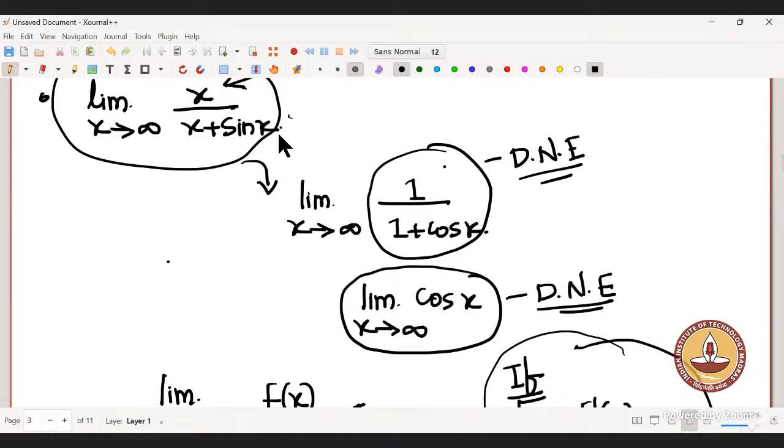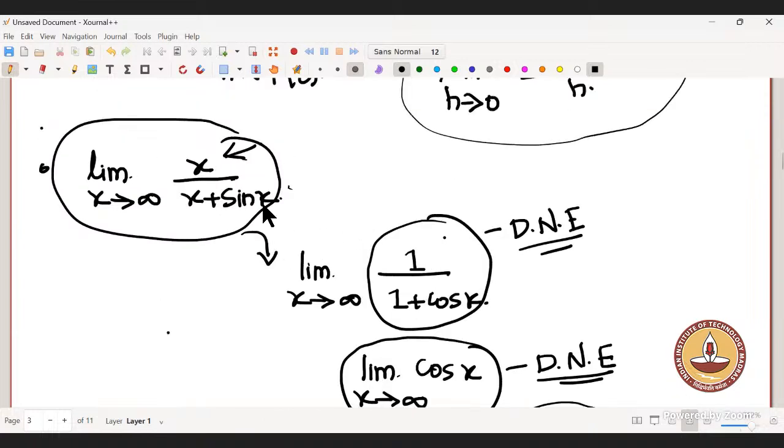Sir, how can we find that limit, the limit as x tends to infinity of x upon x plus sin x? Divide both the numerator and the denominator by x, the conventional method. You just slightly need to modify this. Certainly this limit is 1. But if you directly apply L'Hopital's rule, you won't get it.